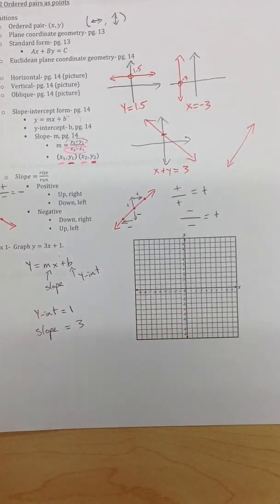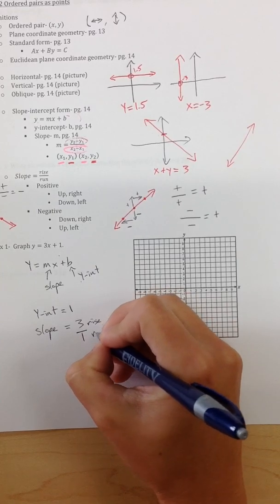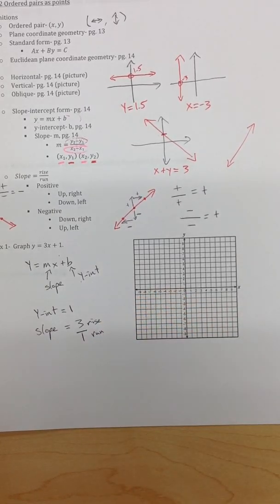Our y-intercept is 1, and our slope is 3. And typically when we work with slope and we're going to graph it, usually you see it as a fraction, so your top number is your rise, and your bottom number is your run. And you can always take a whole number like 3 and put it over 1 to make it a fraction.